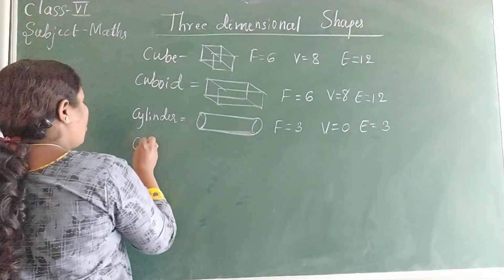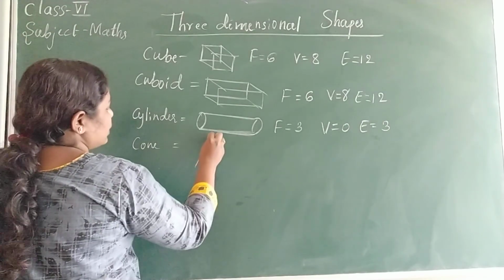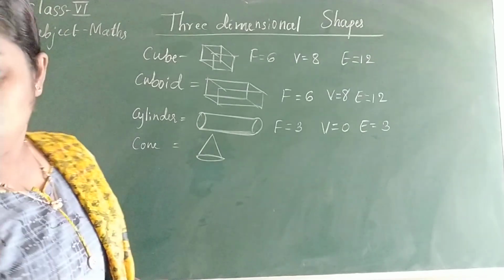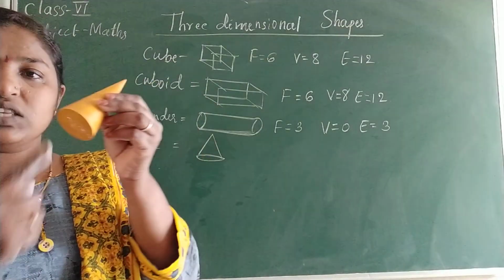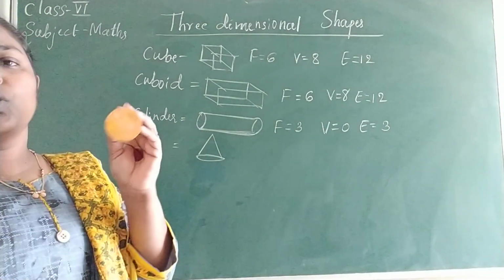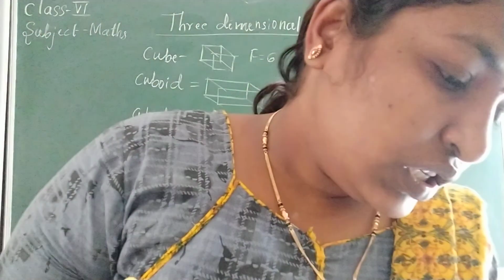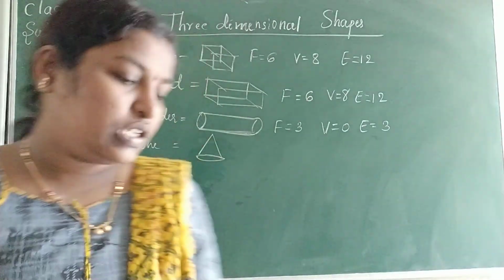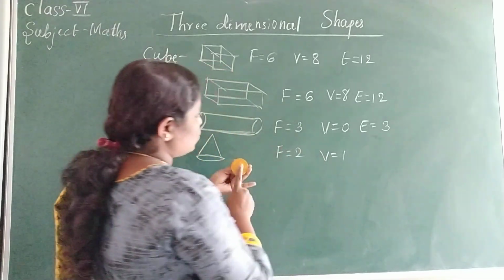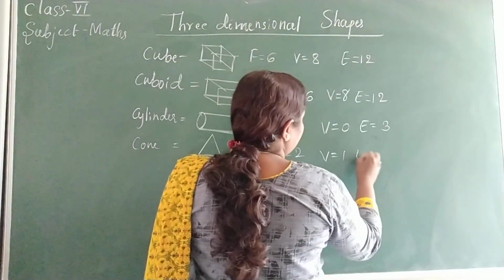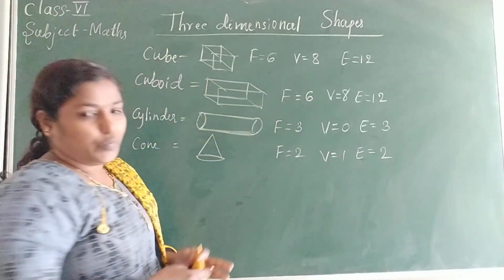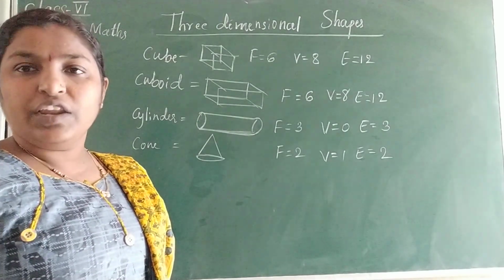Then come to the cone. The cone is also a 3D shape. I'll show you. See, this is a cone. The cone has 1 circular base and 1 point. It has 2 faces. Just look at this. Vertex is 1, faces 2: this is 1, this is 2. Then edges: this is 1 and this edge is 2.